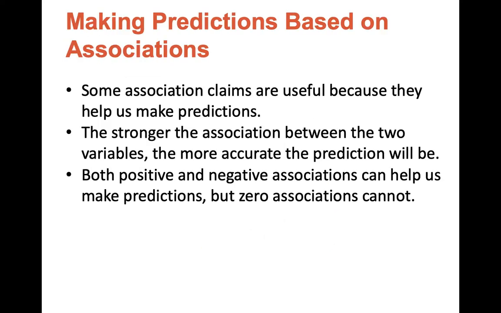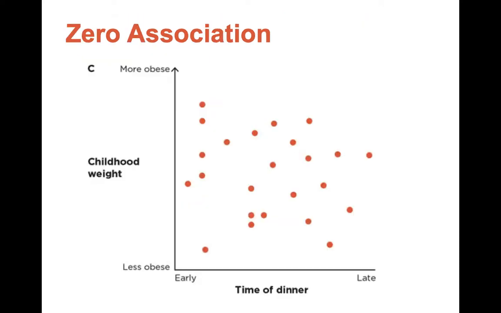So both having a positive or a negative association can help us make predictions, but of course a zero association cannot. Basically what that means is knowing that a child eats their dinner late or early doesn't allow us to predict their weight. So when there's zero association, it's no good for prediction at all.